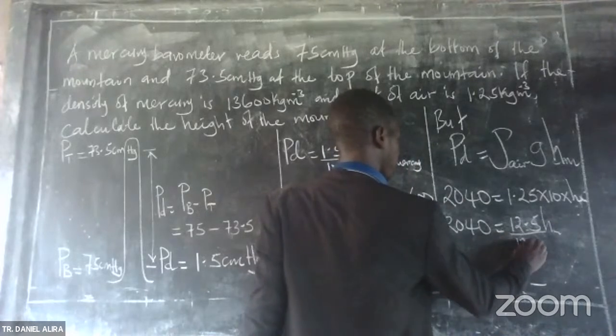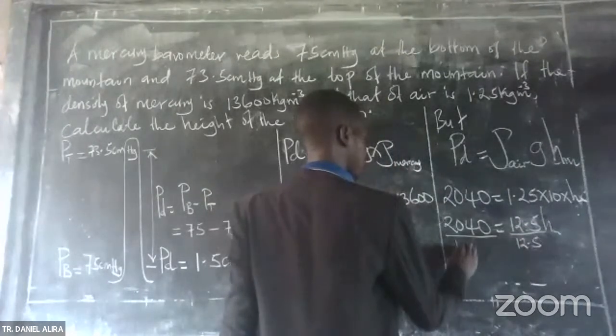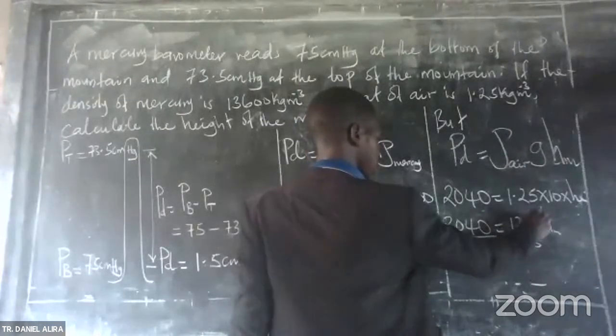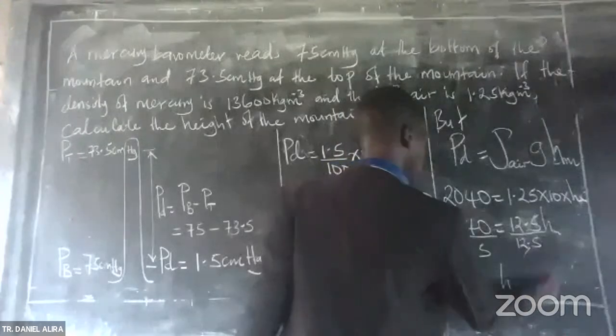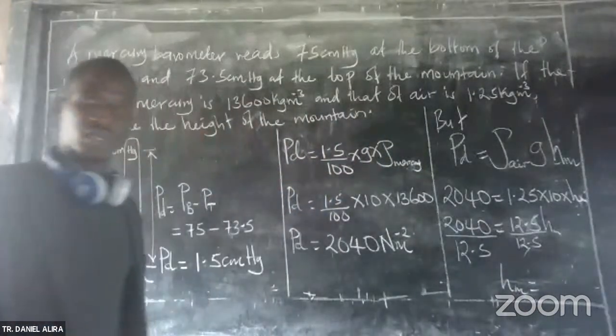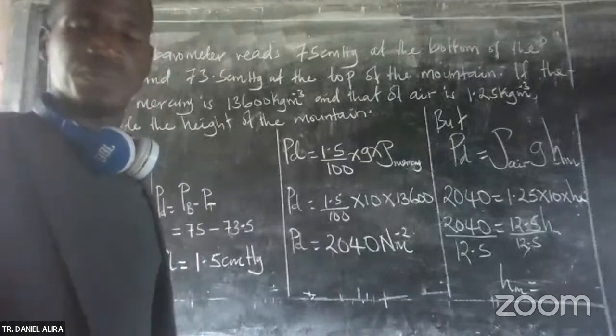Dividing 2040 by 7.5. This equation will go. The height of the mountain is equal to, what do you get when you divide?